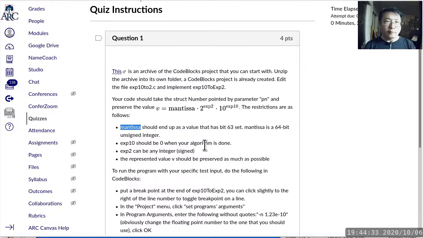That is what this sentence is saying. EXP10 should be a 0 after the algorithm is done. That part is not surprising because we just want to get rid of the exponent of 10. EXP2 can be any integer. You have negative 32,000 something to positive 32,000 something, and I guarantee you that is enough. You have enough range with a 16-bit signed integer for EXP2. The represented value v should be preserved as much as possible. I have to say as much as possible because it is not going to be exact, but we want it to be as much as possible.